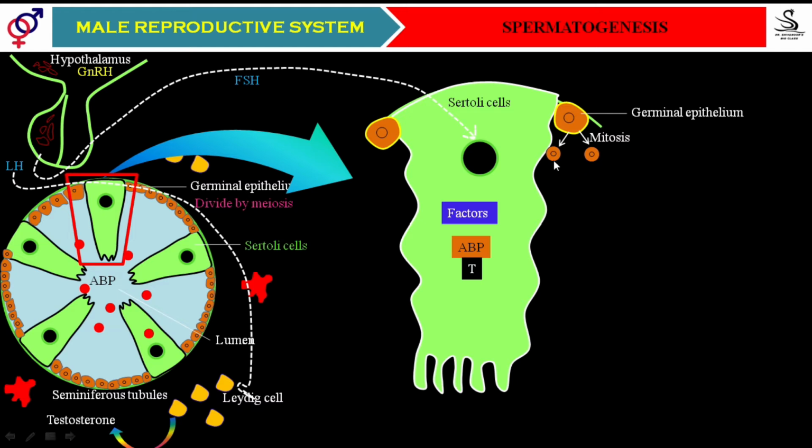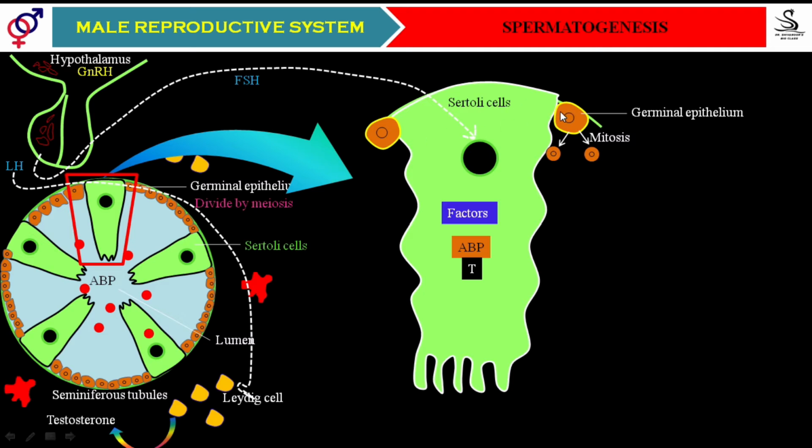And for your understanding, out of these two oogonia, one is considered an A oogonia and the other is considered a B oogonia. The A oogonia is going to continue the further divisions. The B oogonia is again going to act as stem cells, like the germinal epithelial cells, and again it is going to divide by mitosis. So here you need to understand, out of these two, one is going to continue the further division and one is going to act as a stem cell again to maintain the number of cells here.